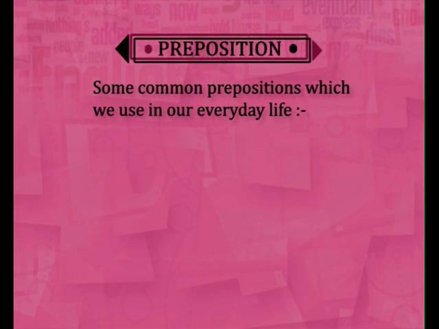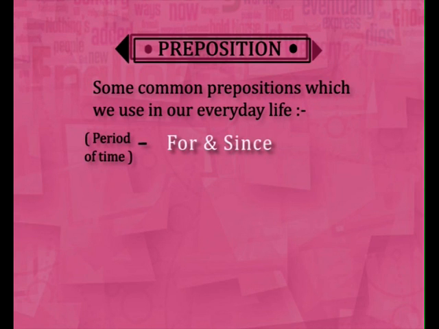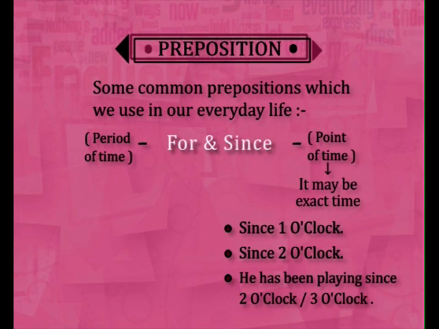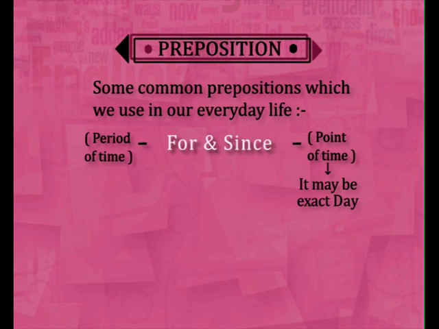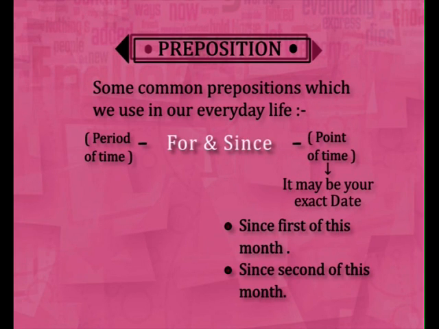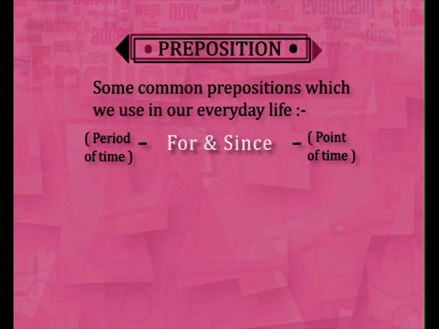Okay. Then comes here for and since. See, very interestingly you will come across for and since. For is a period of time, since is a point of time. What is a point of time and what is a period of time, you must know. Point of time means exact time: since 1 o'clock, since 2 o'clock, like he has been playing since 2 o'clock, since 3 o'clock. Or day: since Sunday, since Monday. Date: since 1st of this month, since 2nd of this month. Likewise. And for is a period of time. Period of time in the sense, like for many days, for some time, likewise. No specific time, no point of time.